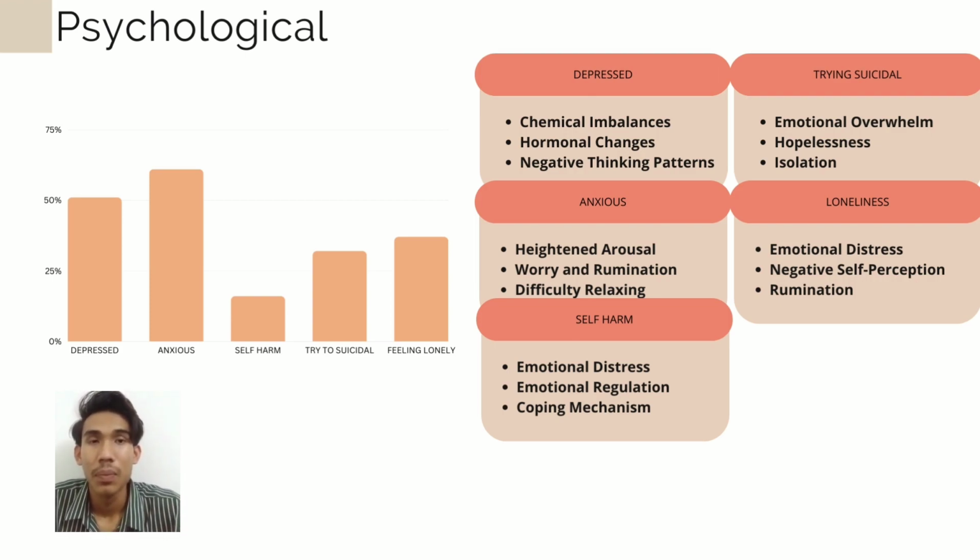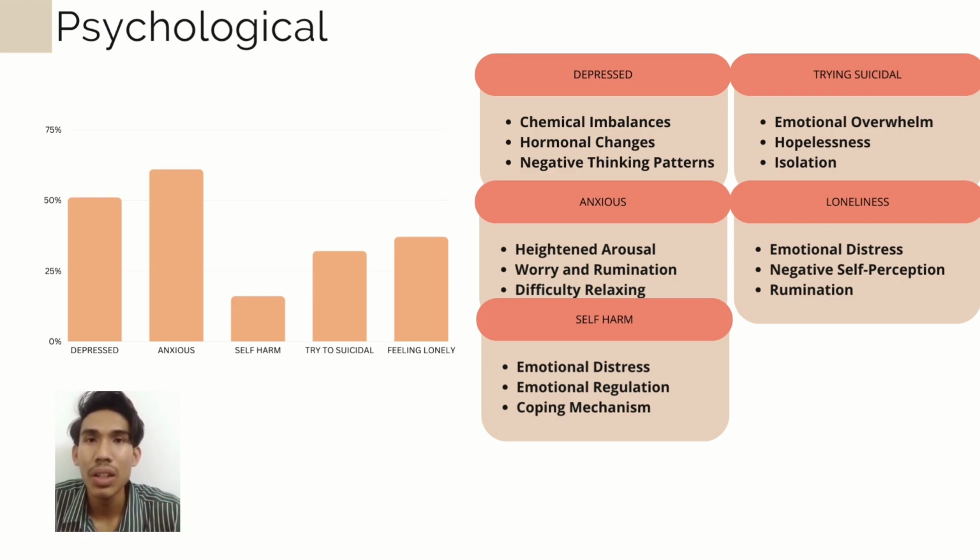Why does anxiety have the highest percentage? Because of heightened arousal. Stress triggers the body's fight or flight response, releasing stress hormones like cortisol and adrenaline. The physiological response can lead to increased heart rate, rapid breathing, muscle tension, and a heightened state of alertness, all of which are common symptoms of anxiety.